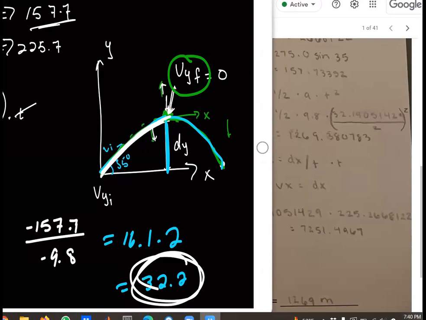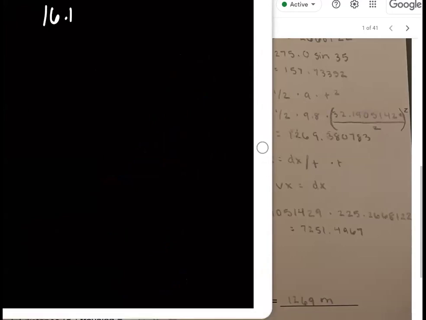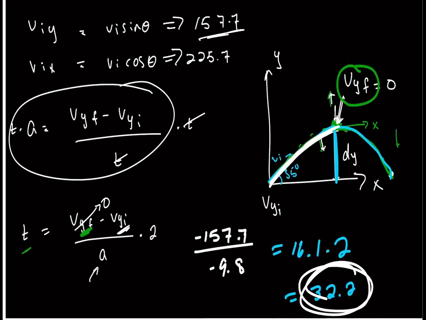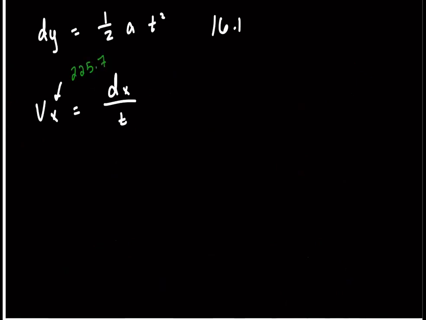Which is why he has the 32.2 divided by 2. Because it's not the total time. We want half of that total time. So half of 32.2. And then you go in here again. For the dx, it's that velocity in the x direction. That's your equation. That never changes throughout the path. It's whatever we said, 225.7. And then you say, what is t? Oh, it's 16.1. And that's wrong.